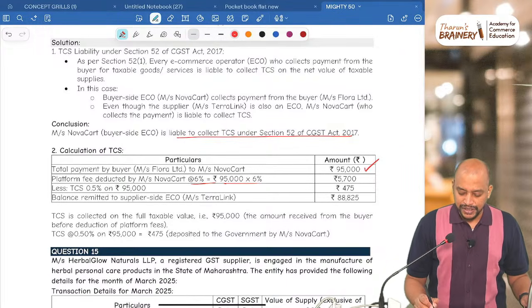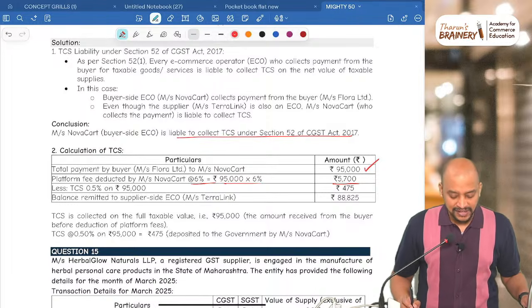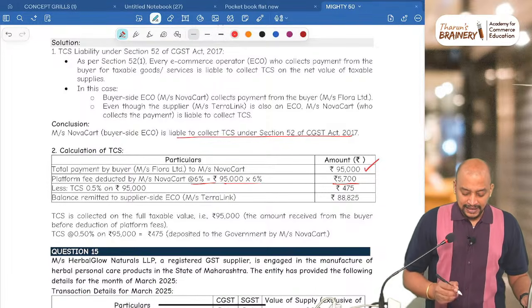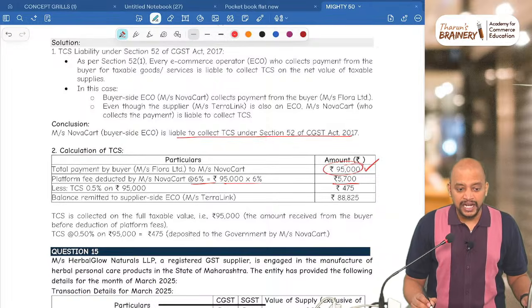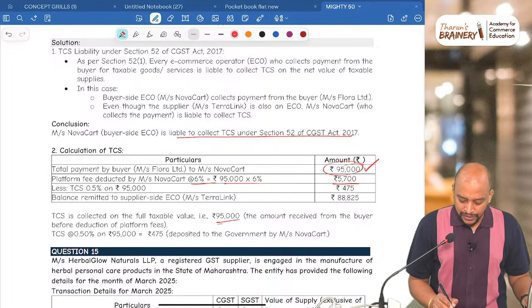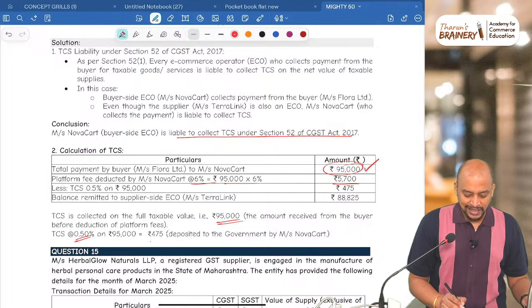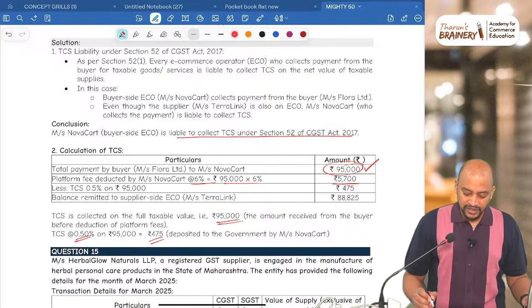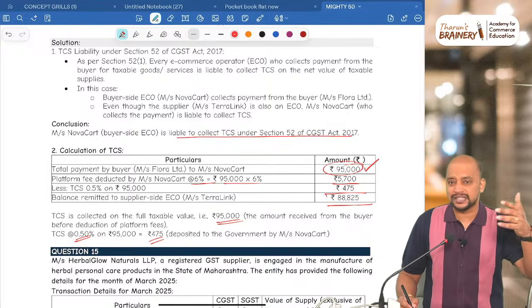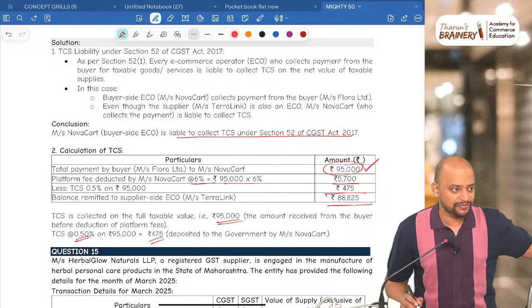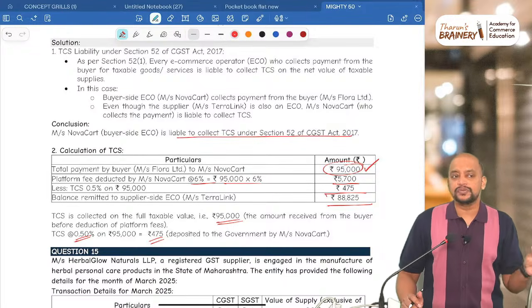So 95,000 into 6%, 5,700. And TCS will always be computed on value. What is the value? 95,000. So 95,000 into 0.5%, that is 475, that will be deducted. Balance is the amount remitted plus the applicable GST, whatever is the GST that has to be remitted, of course, towards the value. This is what they need to remit.